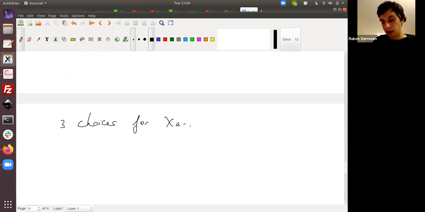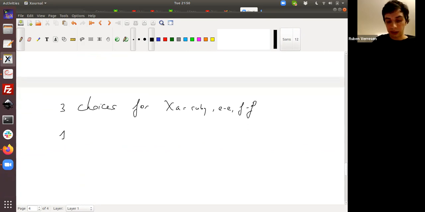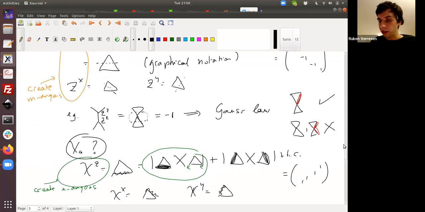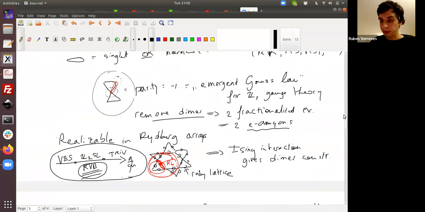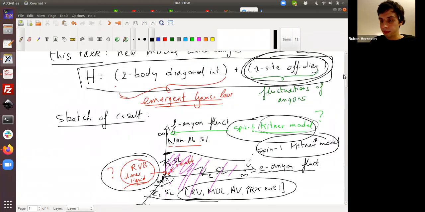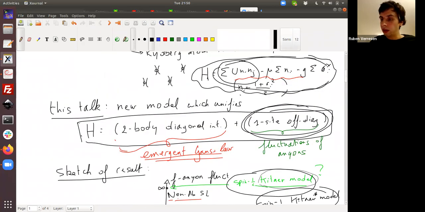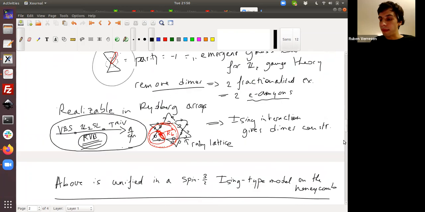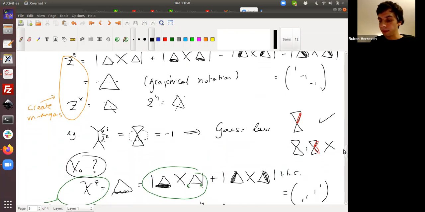This A can be, say, you can call it Rydberg or Ruby lattice, this Rydberg model I was mentioning before, or it could be E-anion fluctuations or F-anion fluctuations. In particular, you can rewrite this Rydberg model I mentioned above, this Ising type model. You can just embed it in this dimer model.